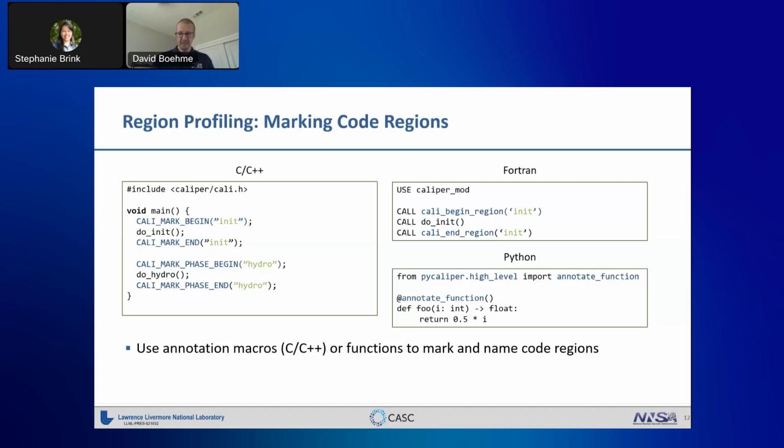In Python, there's also a high-level decorator interface that you can use to mark functions, but you can also use the regular begin and end markers. These are also available in the Python API. And as I mentioned, on their own, these instrumentation calls don't really do much to actually make performance measurements.